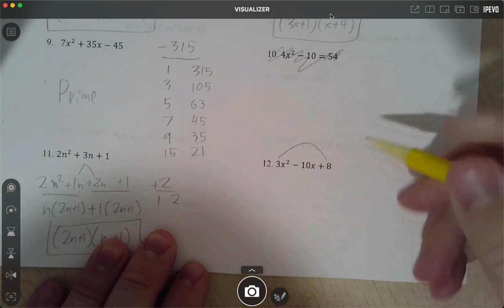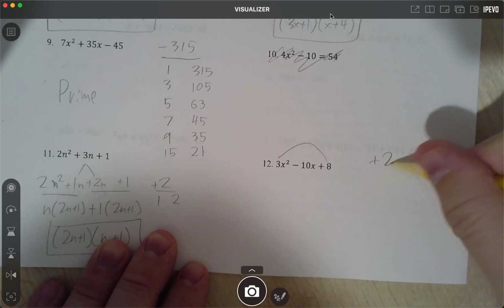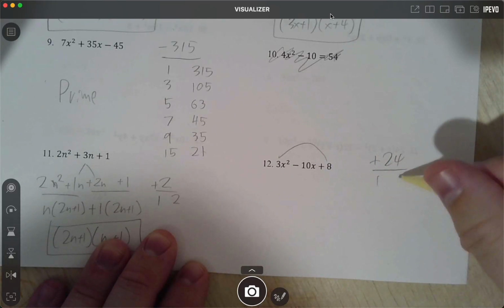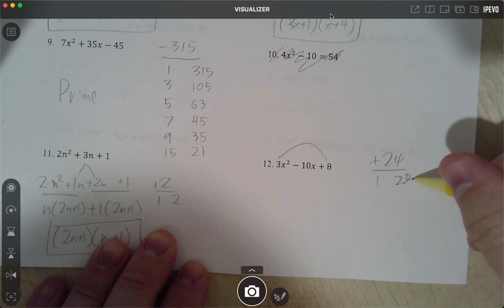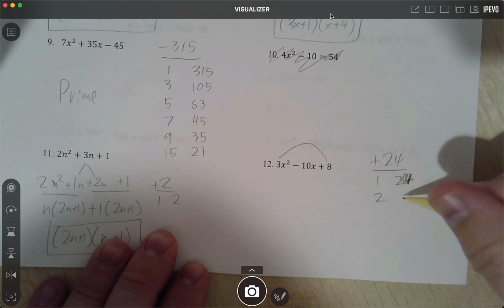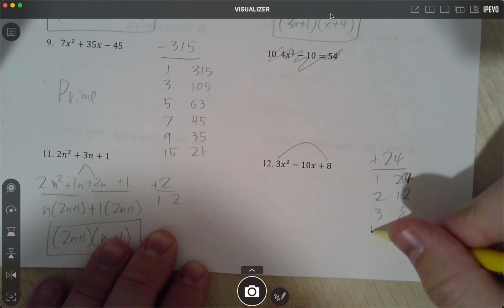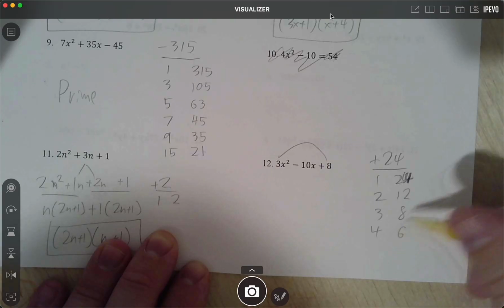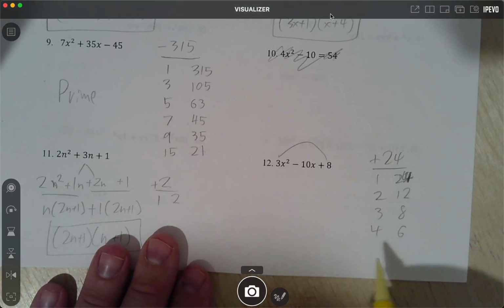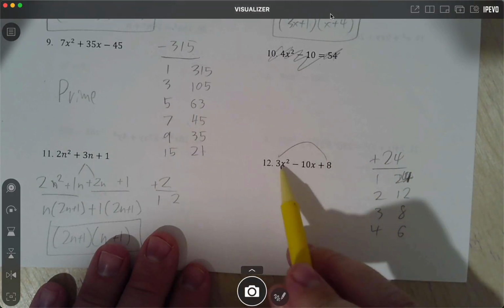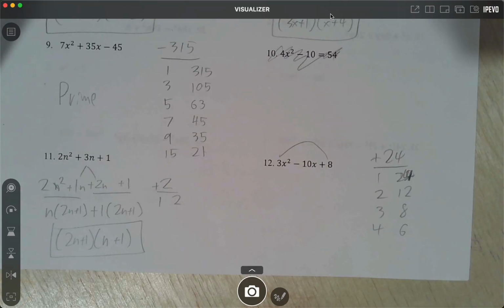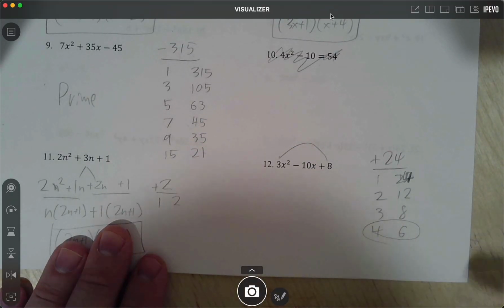3 times 8 is 24, positive 24. There's 1 and 24. There's 2 and 12. There's 3 and 8. There's 4 and 6. And I'm done. Which one adds? Adds, because 3 times 8 is positive 24. Which ones add to make 10? 4 and 6.